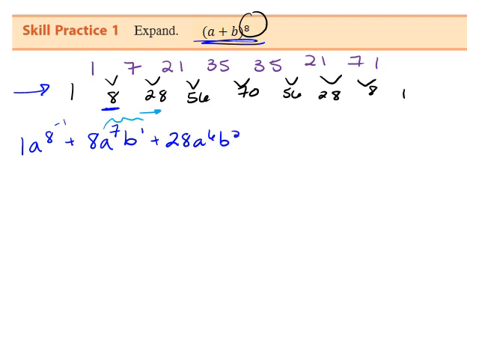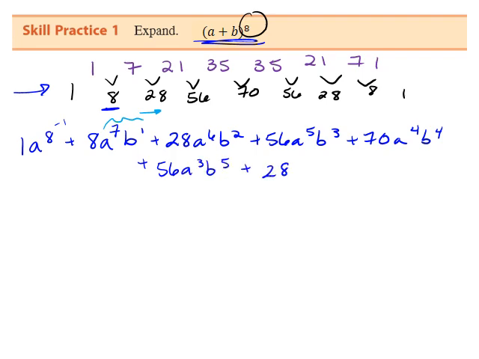28a to the 6th b squared plus 56a to the 5th b cubed plus 70a to the 4th b to the 4th plus 56a cubed b to the 5th plus 28a squared b to the 6th plus 8a b to the 7th plus 1b to the 8th power. And that is the answer.